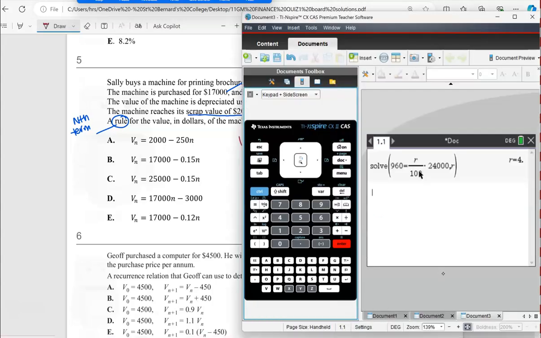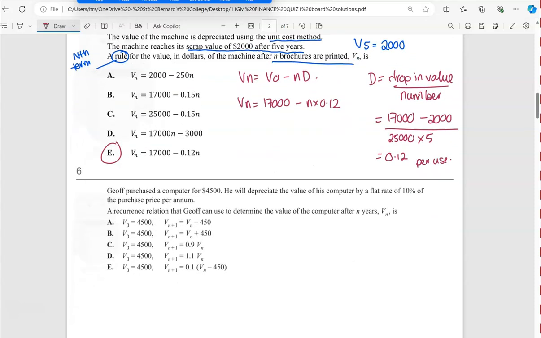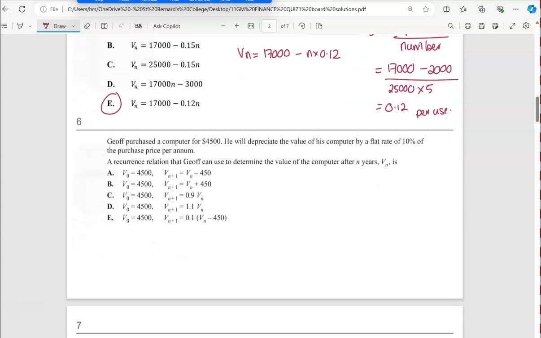So if we do that, we get our calculator. I said 17,000 minus the 2,000 over, it used it 25,000 each for those 5 years. So it's 12 cents per use. So now I can write this VN rule. What was VO? 17,000 minus N times 0.12. So which one's that answer? E. Good.